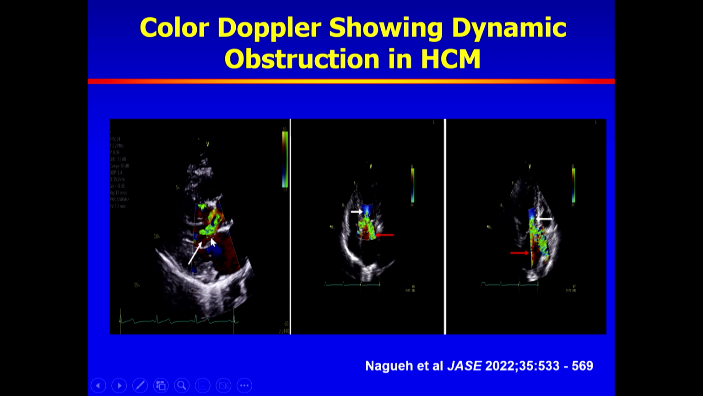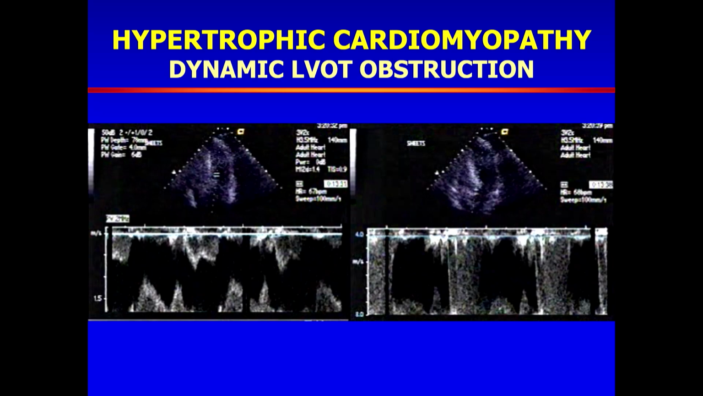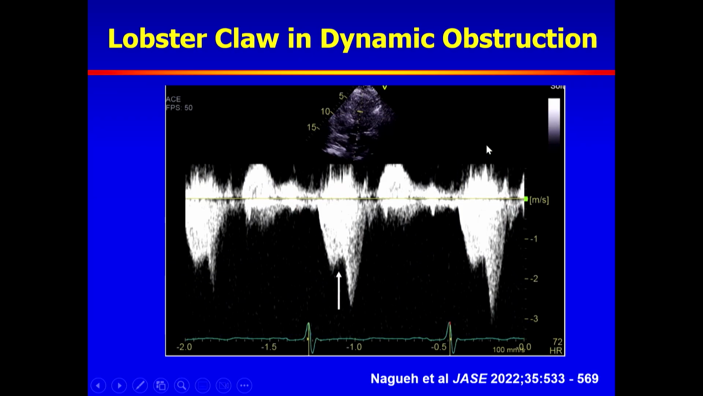We apply color Doppler. Color Doppler helps us locate the site of obstruction, and you do it in the parasternal long axis view, the apical 5-chamber view, and the apical long axis view as you see here. We also use mapping with pulse wave Doppler to verify where the obstruction is. Patients with dynamic obstruction can have obstruction at several levels, and it is important to distinguish obstruction at the level of the LV outflow tract from obstruction more distally in the ventricle.